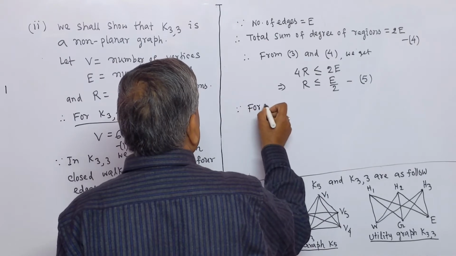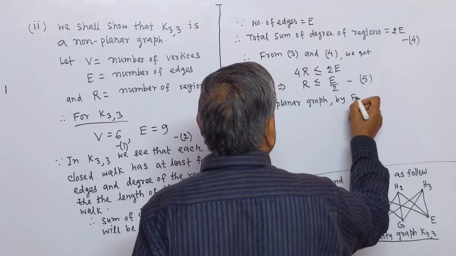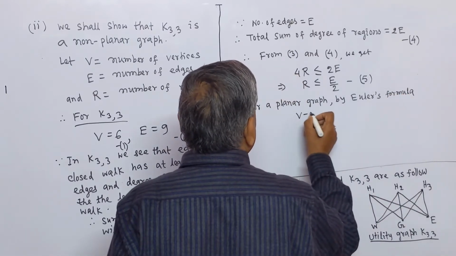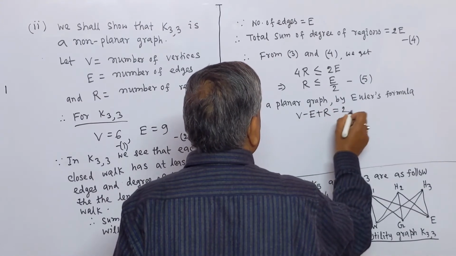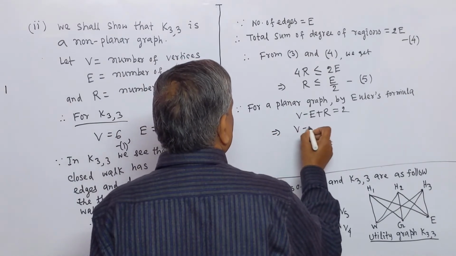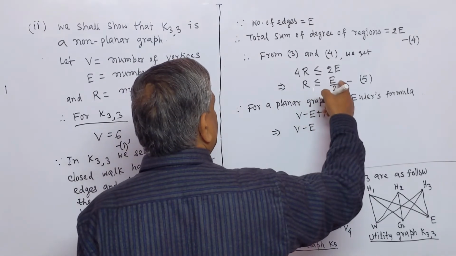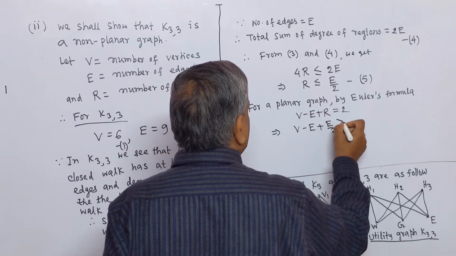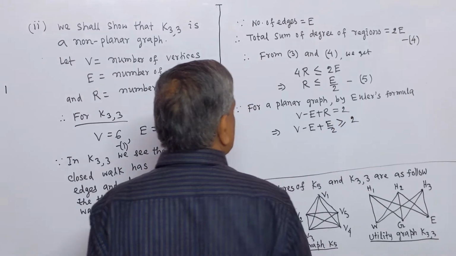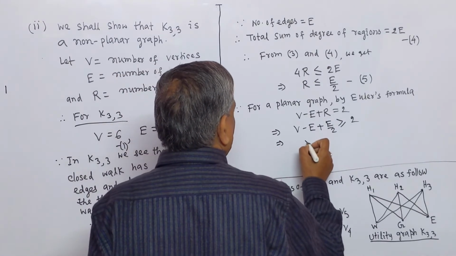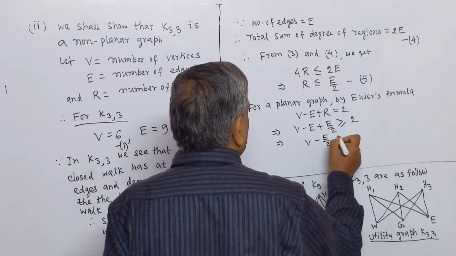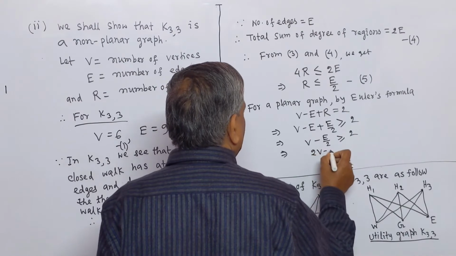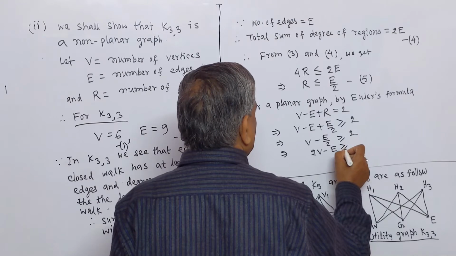Since for a planar graph, by Euler's formula, V minus E plus R equal to 2, implies that V minus E plus E by 2 is greater than or equal to 2, since R is less than or equal to E by 2. In place of R, if we write E by 2, then this side will be greater than or equal to 2. Implies that V minus E by 2 greater than or equal to 2, implies that 2V minus E greater than or equal to 4.